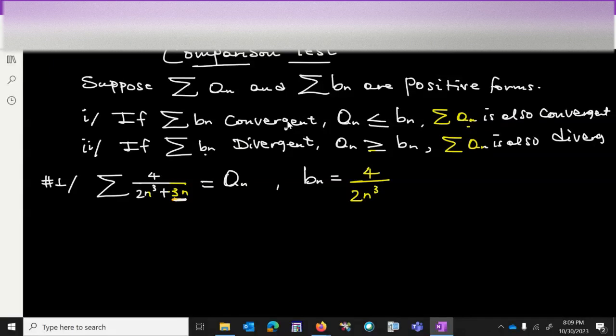b sub n is most of the time an easily known sequence, because we have the power series and the geometric series. Those are easily known series for convergence and divergence. So that's another criterion, another thing that I have to consider. Now, let me compare which one is bigger, which one is smaller, or I can simply start with convergent or divergent.